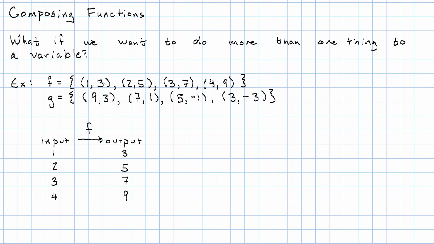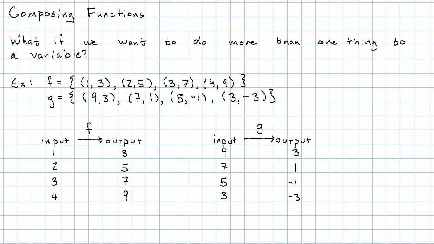That's what the ordered pair 1, 3 is telling me. It takes 2 to 5. That's what 2, 5 tells me. It takes 3 to 7. That's what 3, 7 tells me. It takes 4 to 9. That's what 4, 9 tells me. Similarly, we can think of g the same way.